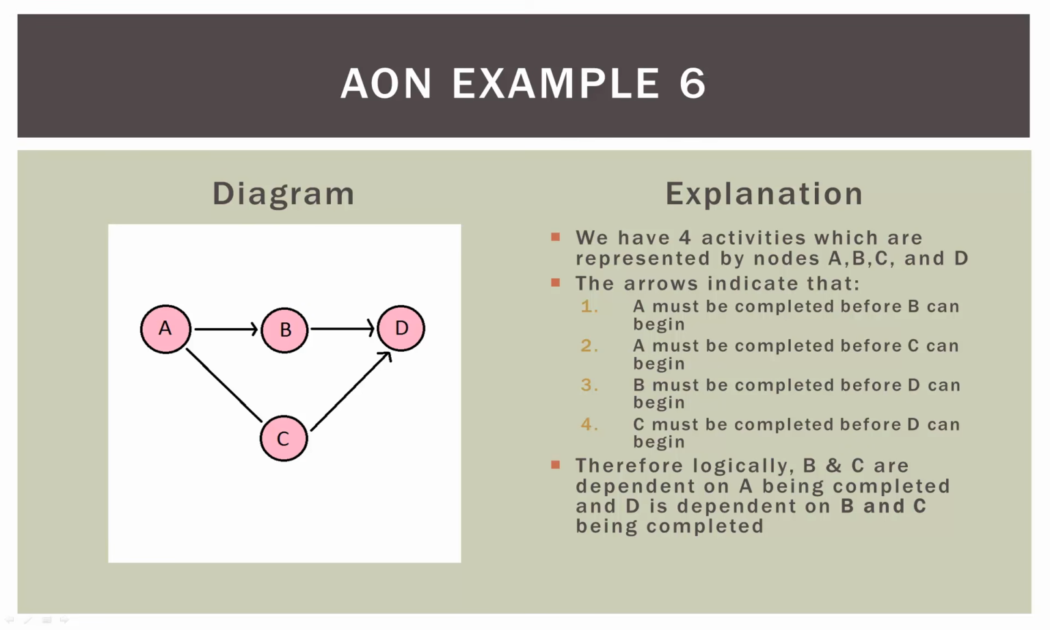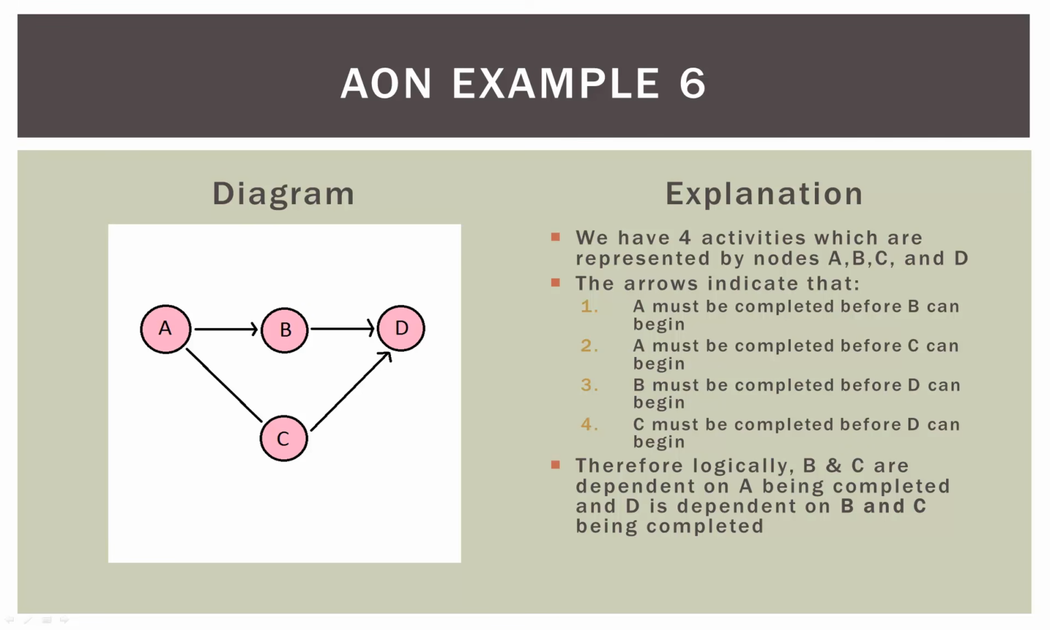So therefore, B and C are dependent on A being completed. So if we're in A, we complete it, 2 gates open up, and we can go to B and to C. Now if we're in B, once we complete B, 1 gate opens up and we go on to D. Now if we're in C, 1 gate would open up and we can go on to D.